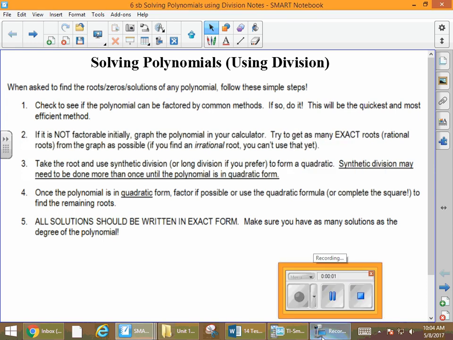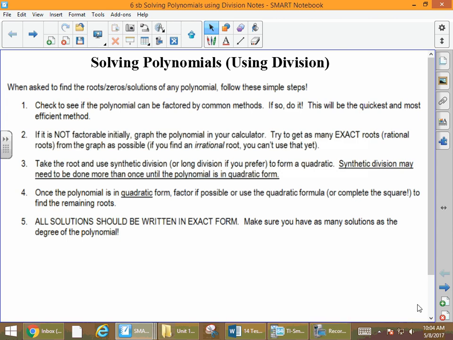Today we're going to talk about solving polynomials using division. And oftentimes what I find is with the steps listed out is that people don't really hear what I'm saying on these. But I do want to go through them for a couple minutes, because if you get stuck sometimes when you're working on a problem, it's always good to look back and see what are the steps here.